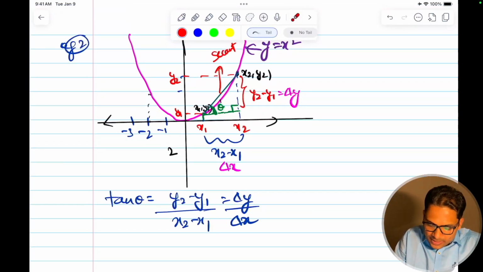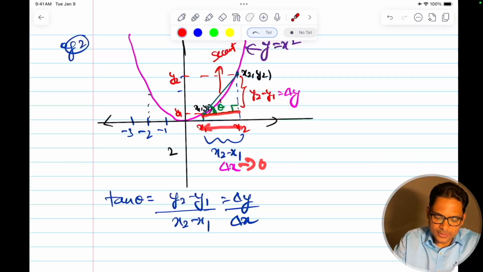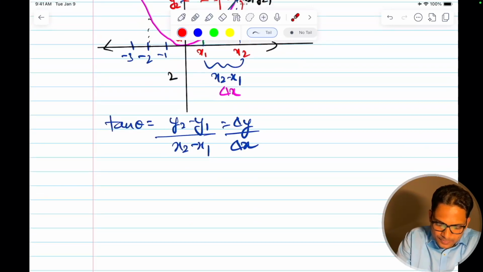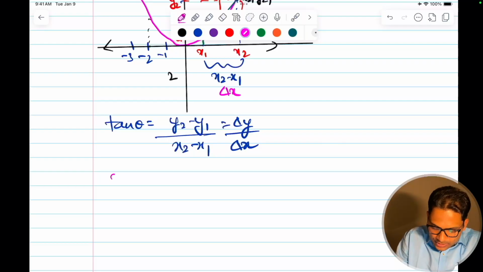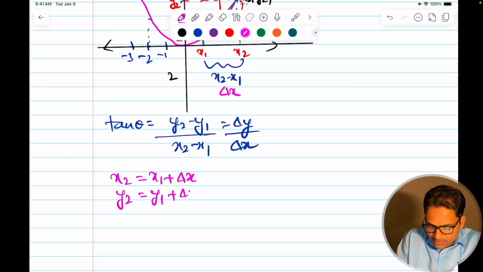What if my delta x becomes very, very small, these 2 points come very, very close, x2 comes very close, this delta x tends to 0, so this will become a point at x1. So x2 can be written as x1 plus delta x, and y2 can be written as y1 plus delta y, right?